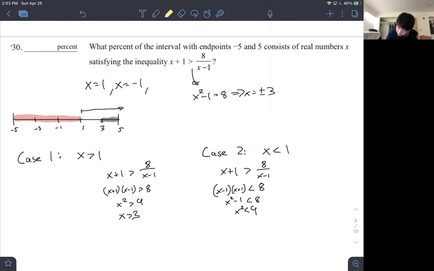Or alternatively, we were just taking this set and taking the union with the set of x squared less than 9, which means that the ones that we actually end up getting are these two. These are the ones that we actually end up getting.